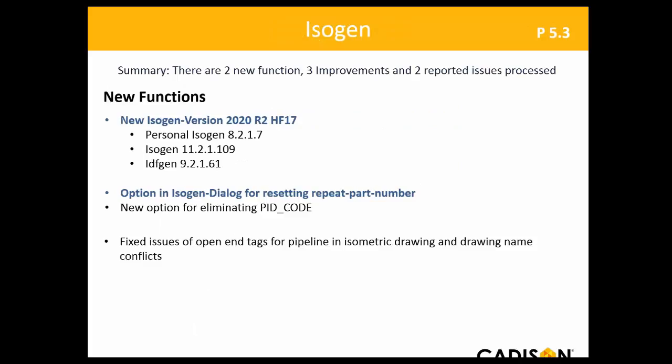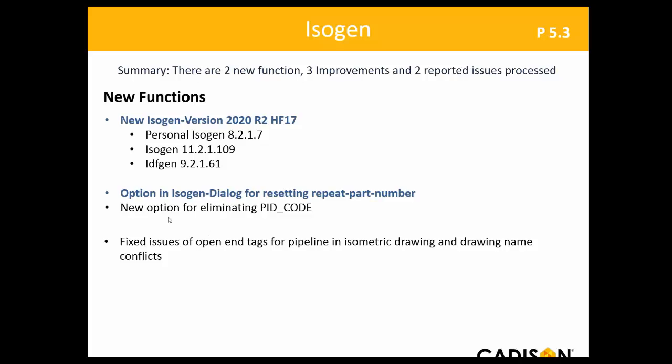Isogen is also a part where we make some new things. One of the newest parts is the newest Isogen version. That is very important because then we always have the best setup and the best hotline from the Isogen environment. Here we have 2 new functions and roughly 3 improvements.